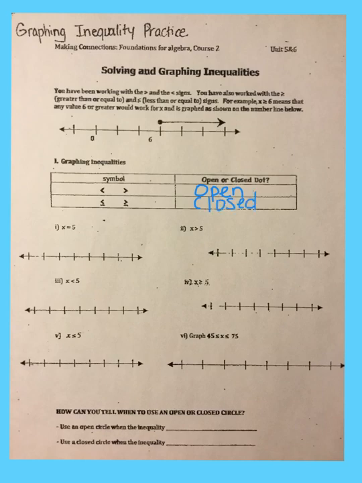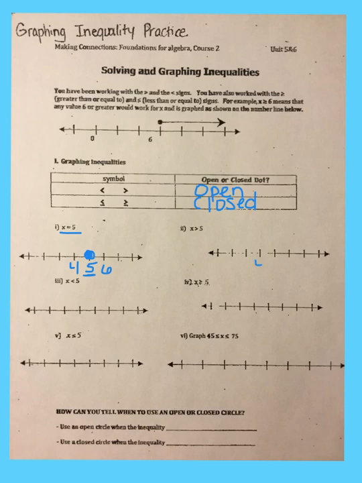So let's take a look at the first one. We are saying x is equal to 5. So I make sure that I include 3 numbers, the number I am graphing, one above and one below. And in this case, x is equal to 5. You just put the solid dot, and that is all you do because it shows that it is equal to 5. For number 2, we now have x is greater than 5.